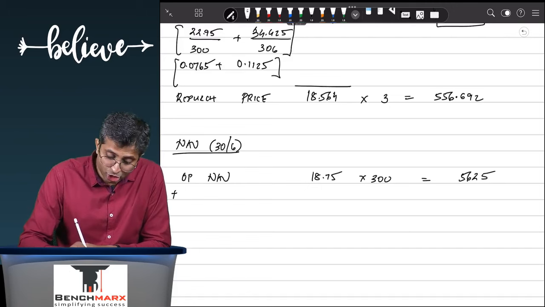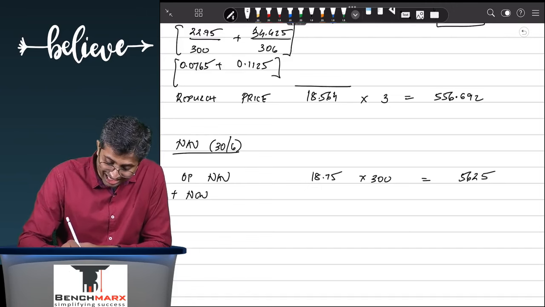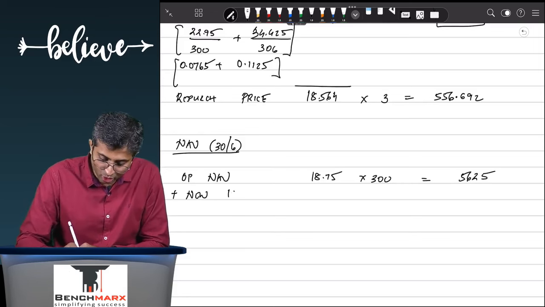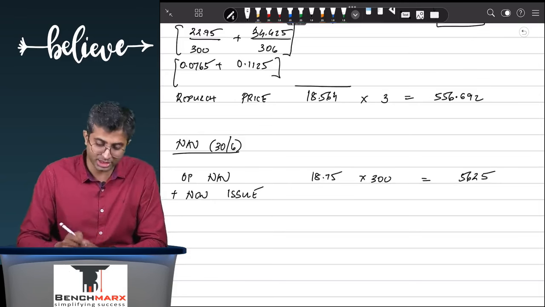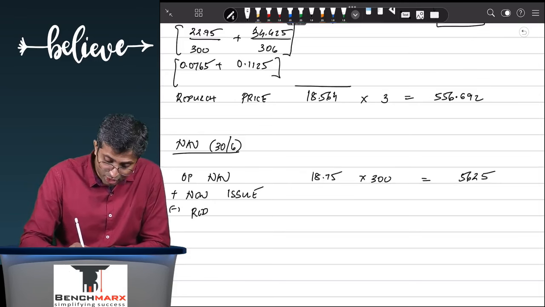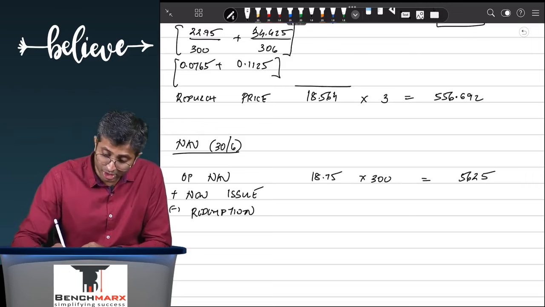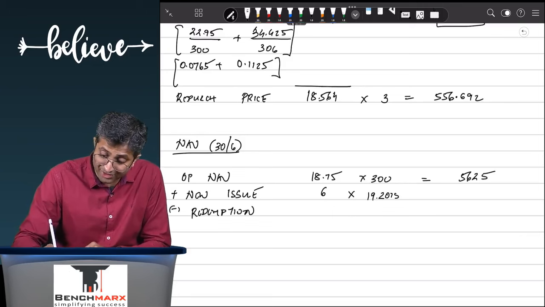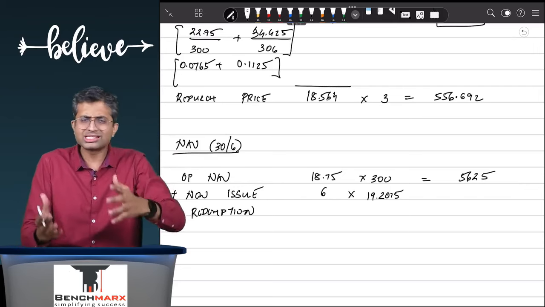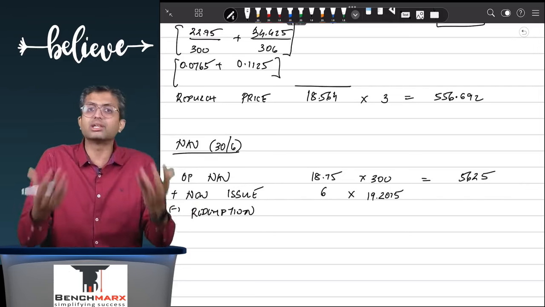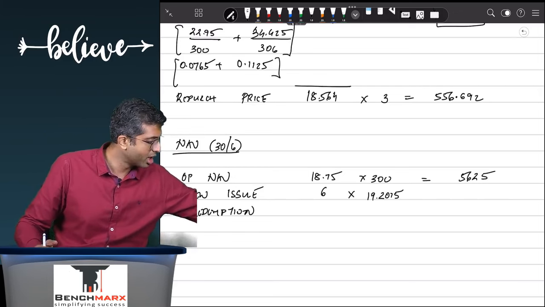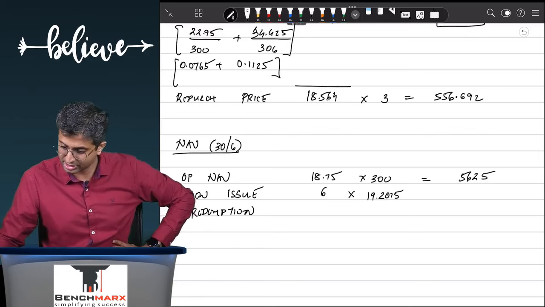To this, new units were issued, and hence if new units were issued, you get some proceeds. So this is on new issue, you get some proceeds, and there is some redemption, so you will have to pay some of the proceeds. So it depends on how you calculate. On new issue, you are getting in total 19.2015, which includes dividend equalization. Now since this includes dividend equalization, we will not again consider it.